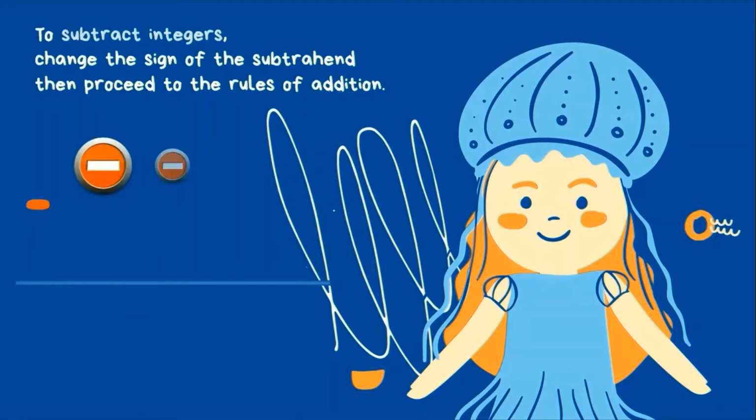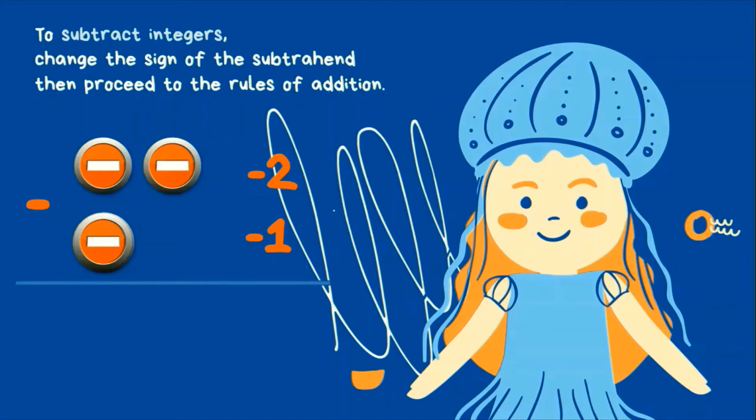Another example, we have here, negative 2 minus positive 1. Una, change the sign of the subtrahend from positive, naging negative. Ang ating positive 1 ay naging negative 1. Minus sign, gagawin natin plus sign. Kaya naman, meron na tayo ngayong dalawang negative integers. Isang negative 2, isang negative 1.